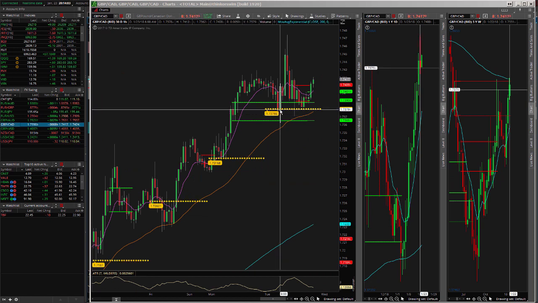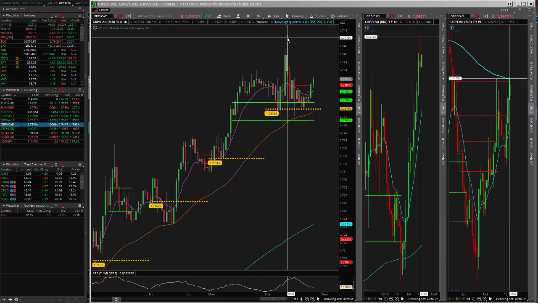Okay, this trade actually already hit target. So entry was right here. And this one had a 90 pip target, which was hit up here at 71.